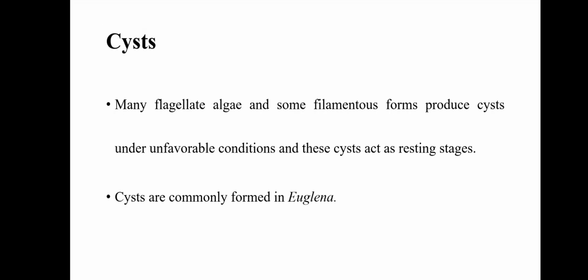Next, by forming cysts. Many flagellate algae and some filamentous algal forms produce cysts in unfavorable condition, and these cysts generally act as a resting stage of algae. Then in favorable condition it will again germinate and produce a new algal plant. Cysts are commonly formed in Euglena.